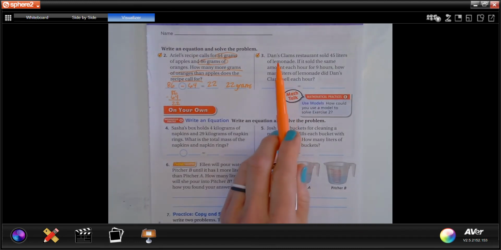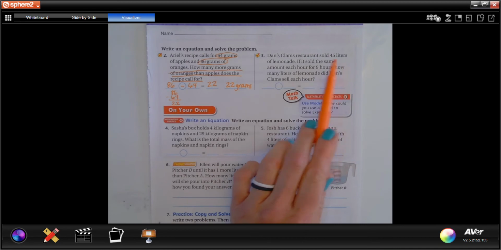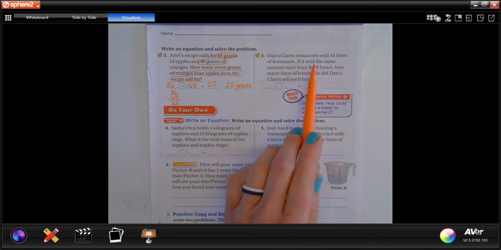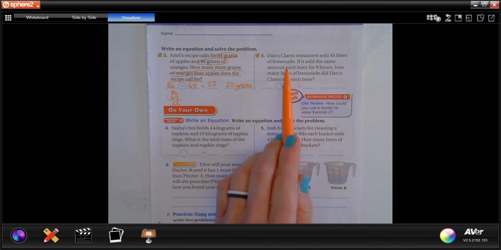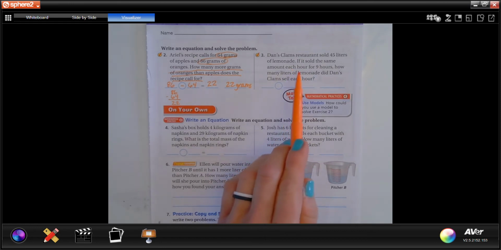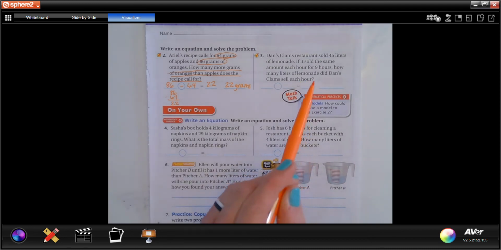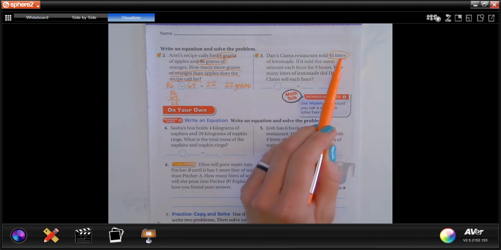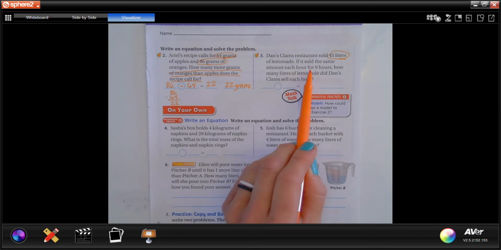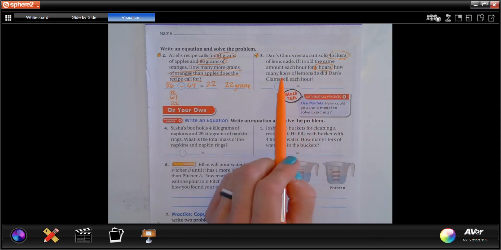Number 3. Dan's Clams restaurant sold 45 liters of lemonade. If it sold the same amount each hour for 9 hours, how many liters of lemonade did Dan's Clams sell each hour? So 45 liters altogether, each hour for 9 hours. How many liters of lemonade did Dan's Clams sell each hour?